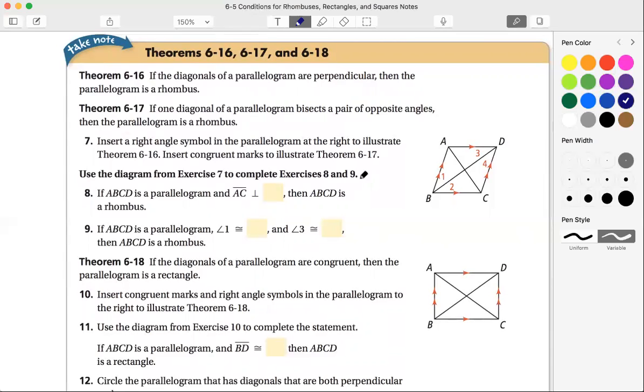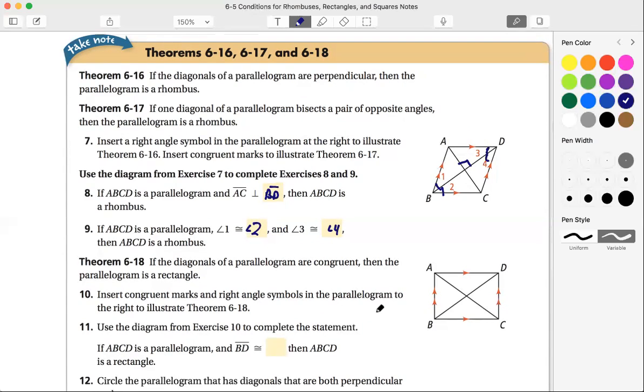All right, so for perpendicular, here is the symbol. And then for congruent, here is the symbol. Done. If ABCD is a parallelogram and AC is perpendicular to BD, then we know this is a rhombus. If ABCD is a parallelogram and we know angle 1 is congruent to angle 2 and angle 3 is congruent to angle 4, then it is a rhombus.